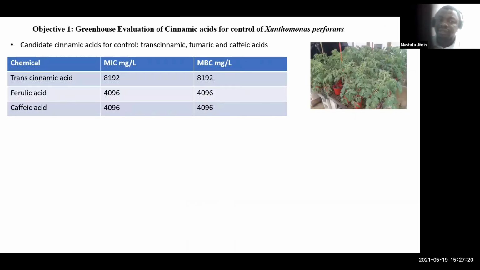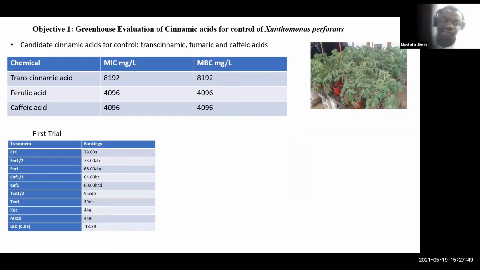And as usual, the first thing I did was to determine the MIC and MPC for these cinnamic acids. The highlight is that the MIC was unusually high. We have like 8 grams per liter for the MIC of one and 4 grams per liter for the MICs of ferulic acid and caffeic acid. When I checked the literature, I found that it is not unusual to have high MICs for cinnamic acids.